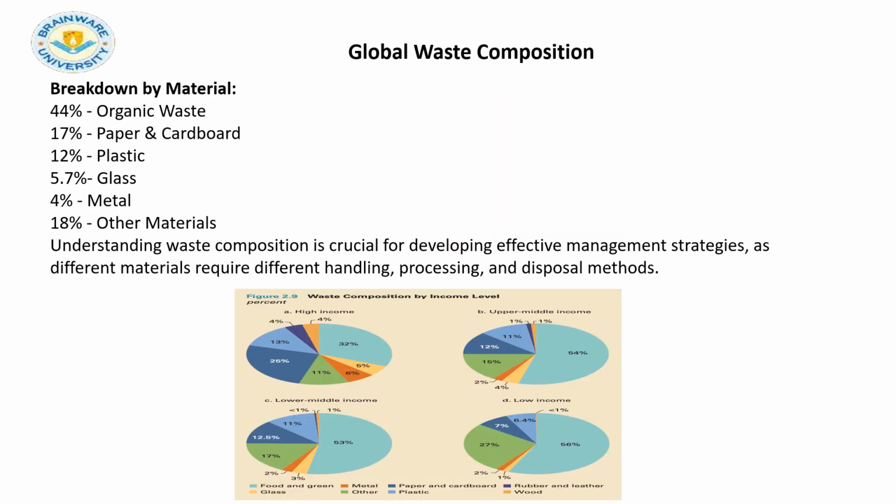If we look into the composition of solid waste, the major waste, about 44%, is organic waste, 17% is paper and cardboard, about 12% is made up of plastic, and 18% consists of other materials. By nature, we can classify the composition of solid waste into biodegradable waste.